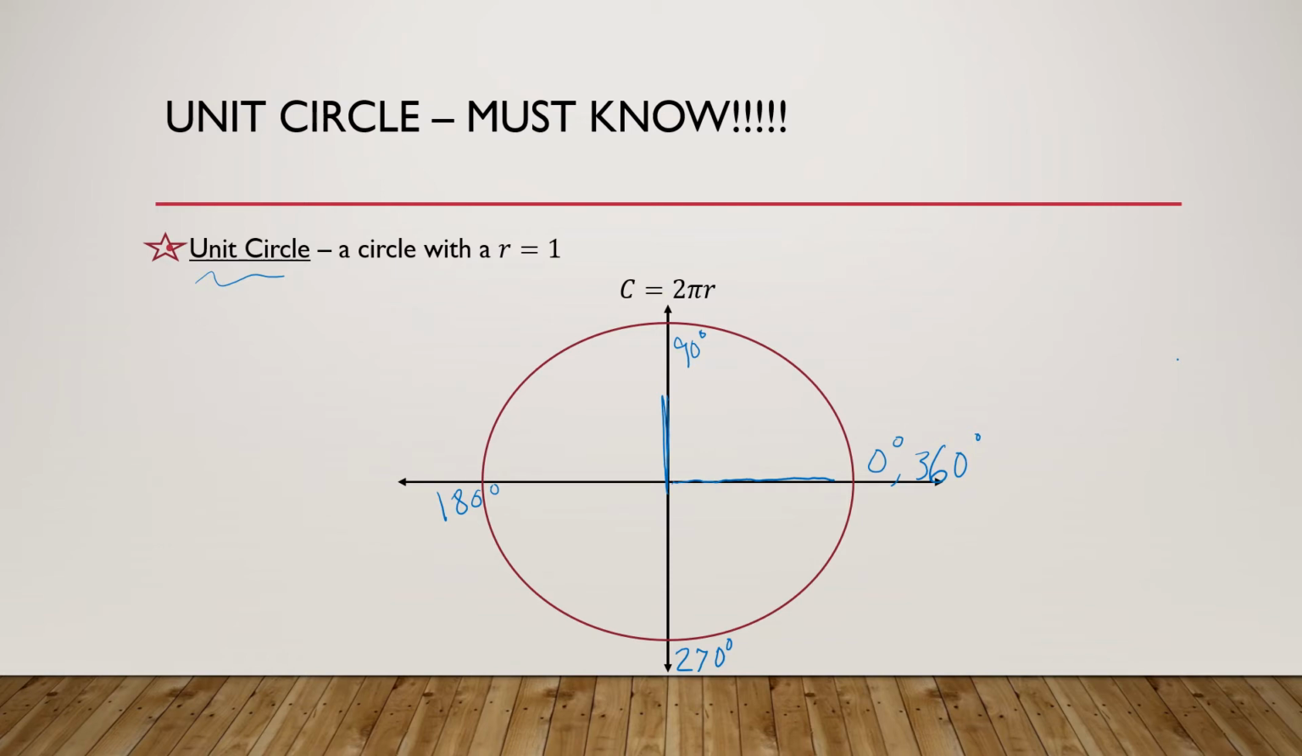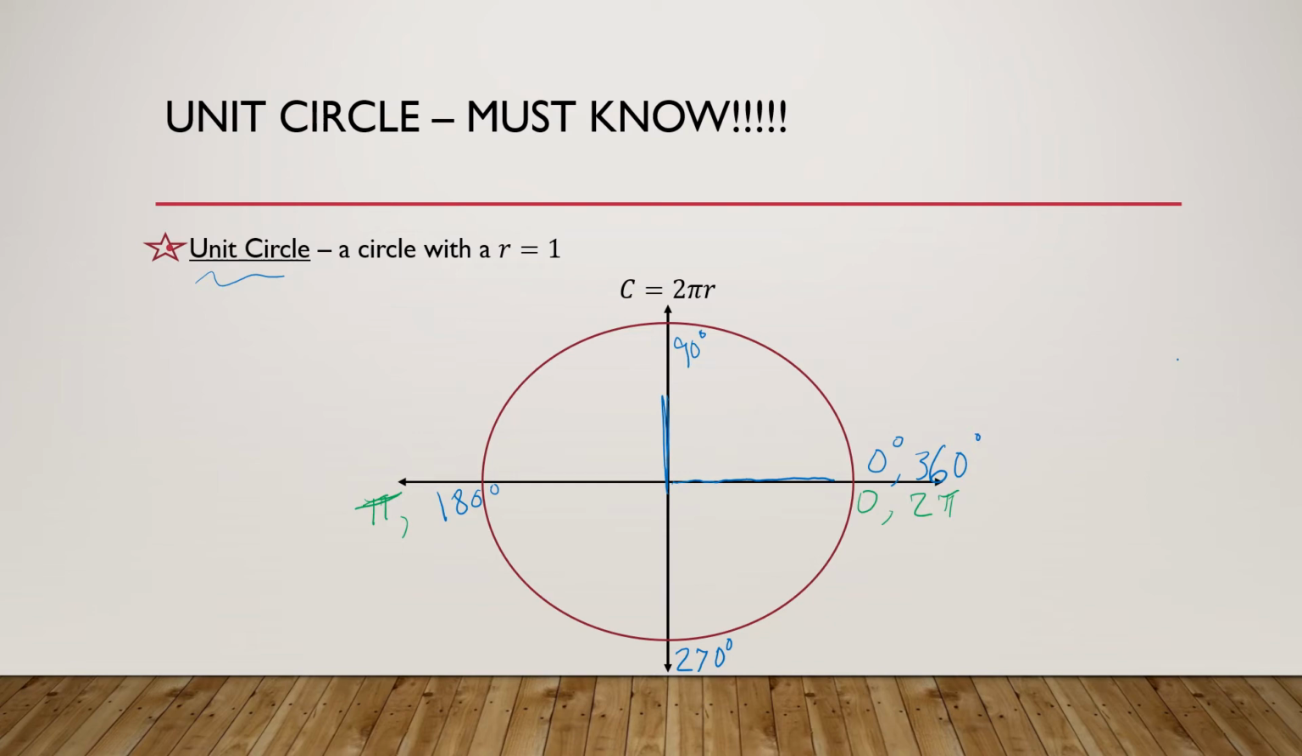So if we want to label the circle in terms of radians, this is still going to be 0 radians here. But one full revolution around the circle would equal 2 pi. So 360 is equal to 2 pi, 0 is equal to 0. All right, let's do the easy side over here. If we only went halfway, we'd only go half of 2 pi, which is pi.